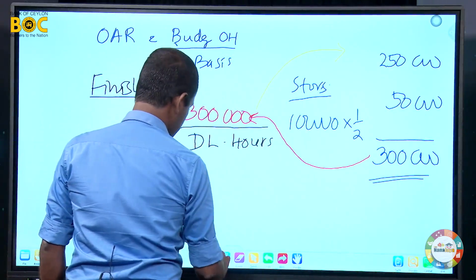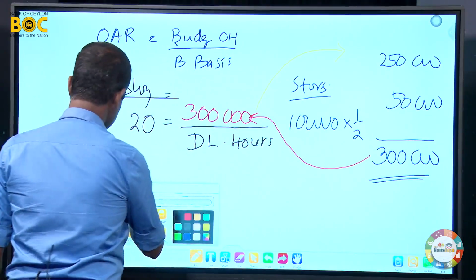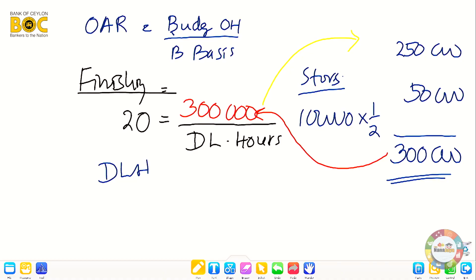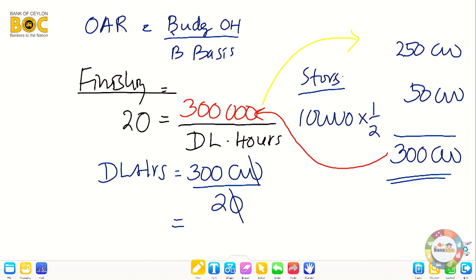You can now calculate direct labor hours. The direct labor hours equal 300,000 divided by 20, which is 15,000 direct labor hours.